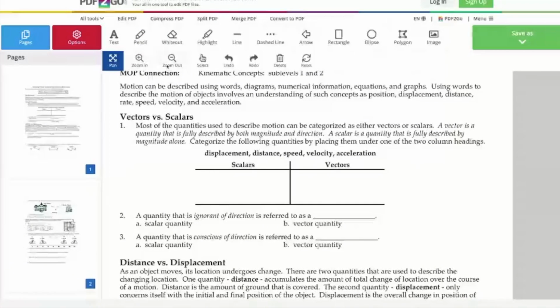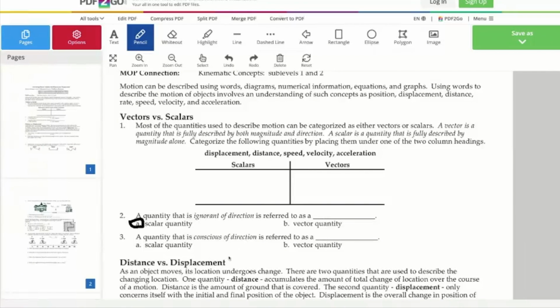Number 2, the question is, a quantity that is ignorant of direction is referred to as a, type A or B. Good job. We want to get at least 5 answers for each question if possible. I'm going to circle that. The correct answer is that a quantity that is ignorant of direction, which means it doesn't have a specific direction assigned to it, it's just a magnitude itself, is a scalar quantity.